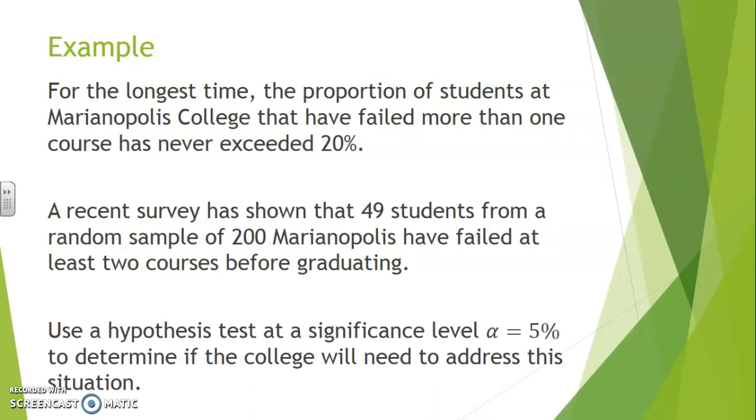For example, the proportion of students at Marinopolis College that have failed more than one course has never exceeded 20%. A recent survey has shown that 49 students from a random sample of 200 have failed at least 2 courses before graduating. Use a hypothesis test at a significance level of 5% to determine if the college will need to address the situation.